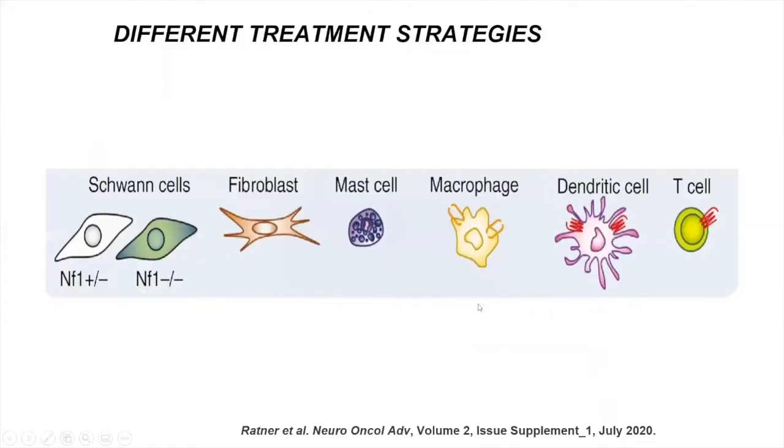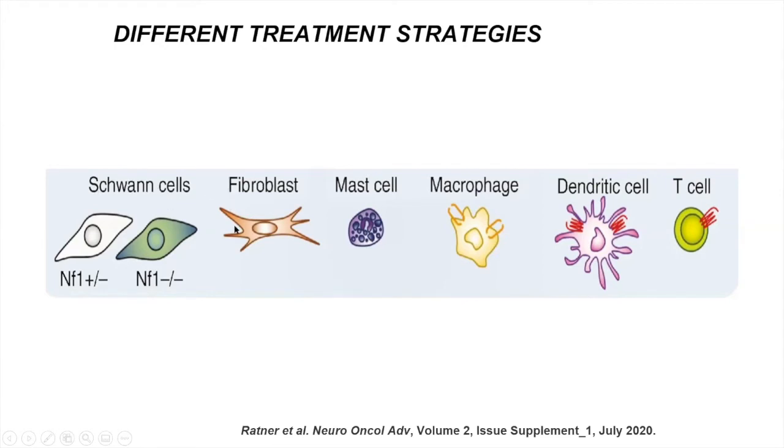Now again, before we proceed to the results of these clinical trials, I want to help you understand why researchers have used these different drugs. So when scientists studied these plexiform neurofibromas under the microscope, they found that there's a number of different cells within these tumors. On the left, you can see these Schwann cells are the cells which give rise to the tumor, and these are considered the tumor cells.